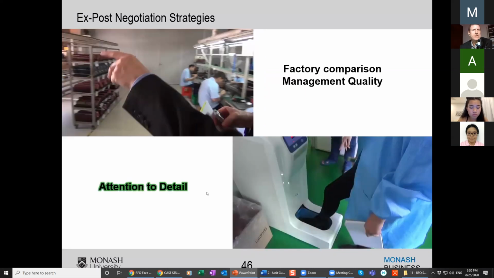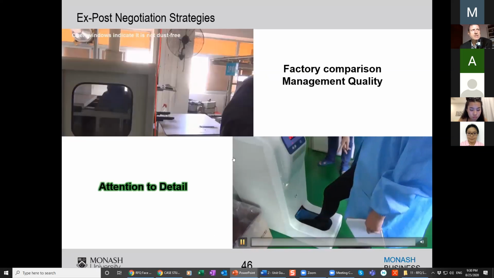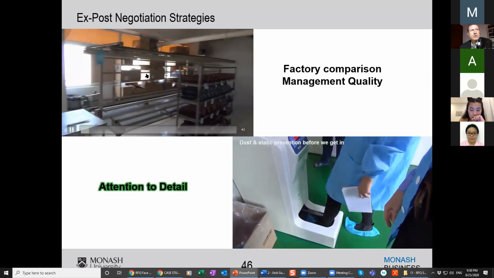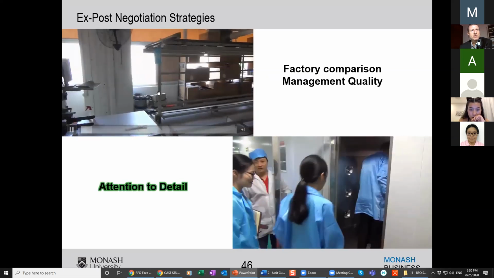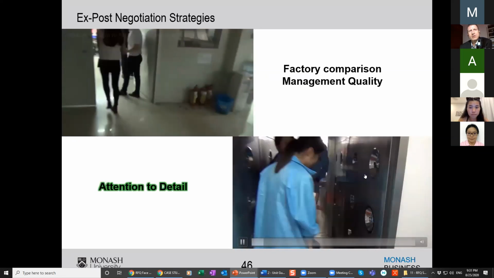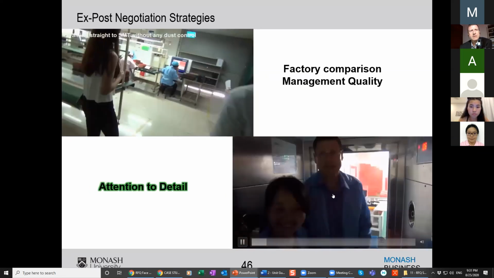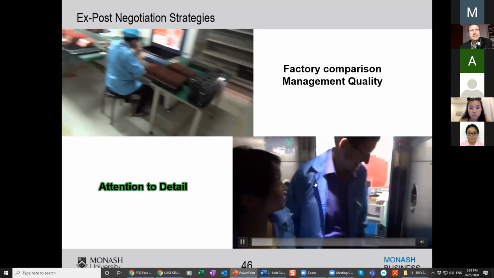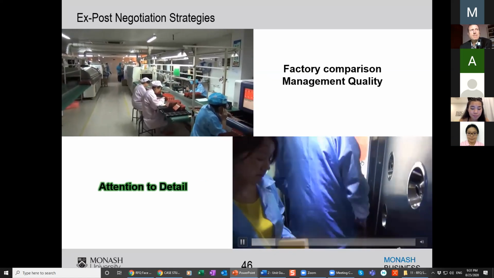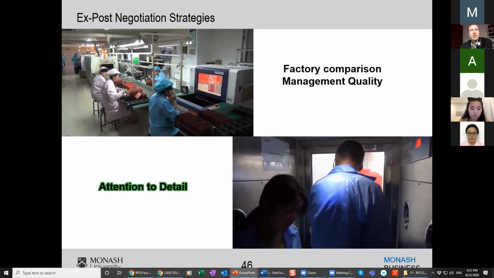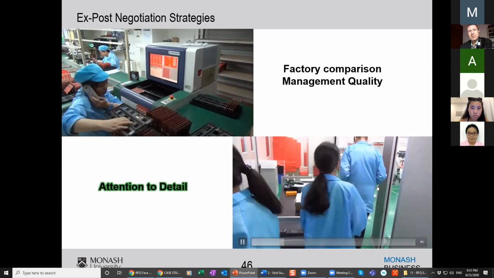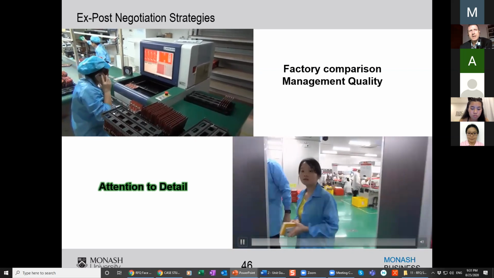This is just the ex-post negotiation strategy. Like someone asked about the windows, the dust. This factory at the top is not a dust-free area. That's a challenge. It had windows opening, so there's all dust coming in from outside into this room, which is not a good thing. But here is how you create a dust-free zone. You go into this dust room here, and it'll blow for 15 seconds. And then you go into the other area. And so the dust-free zone is in here now, so it's much cleaner.